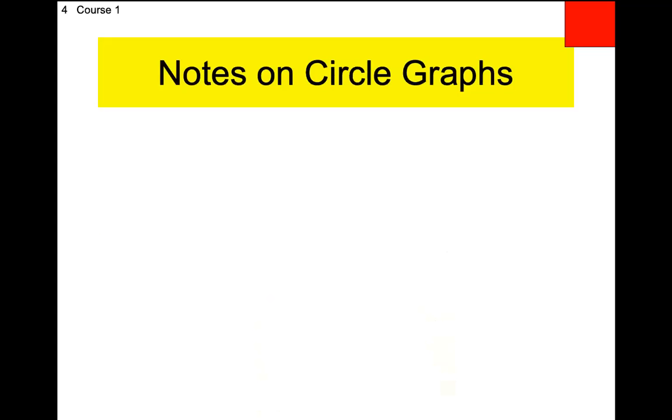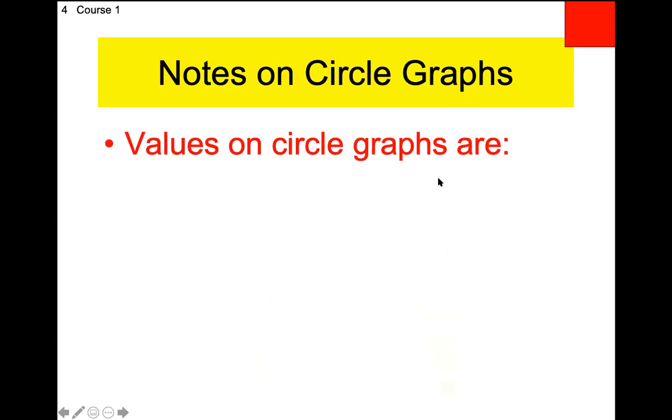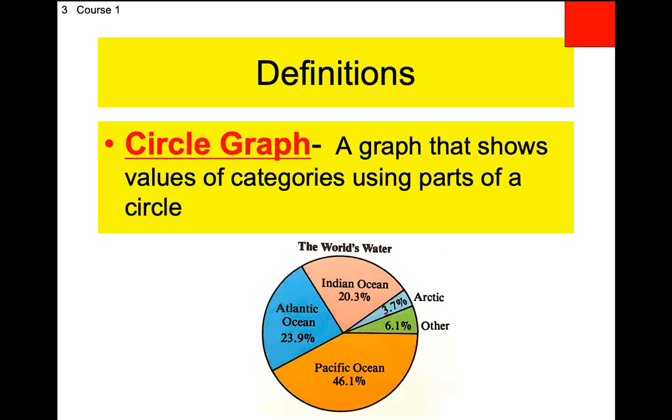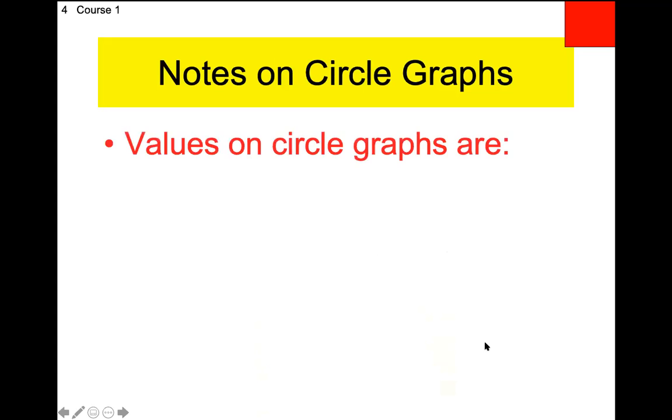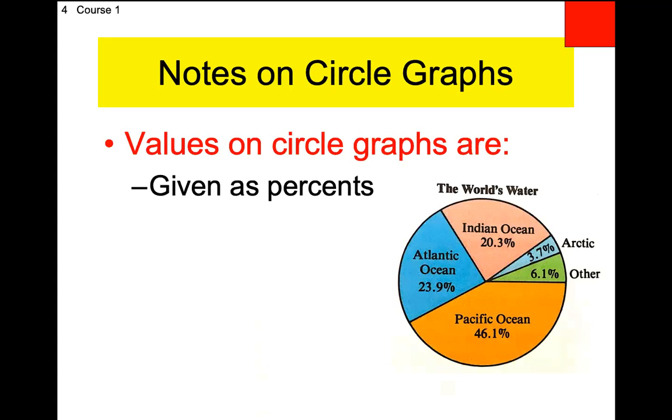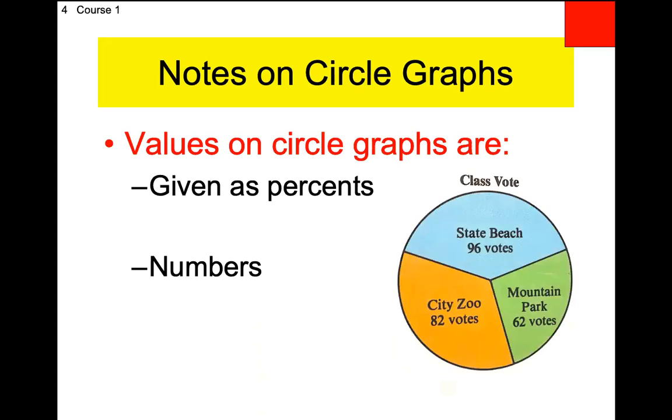All right, enough of that trivia. Let's go back to math. All right, notes on some circle graphs. First off, the values on the circle graph are given as percents. Or I should say they can be given as percents, right? You have the option. Look, all of these numbers here, Pacific Ocean, 46.1%. So you can write those values as percents, right? Here's an example. You can also write them as numbers.